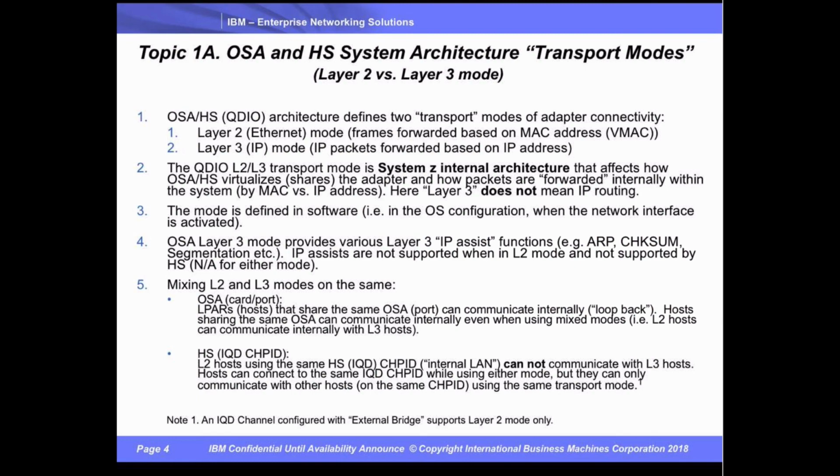Now HiperSockets is different. With HiperSockets, you can still share the same IQD chiplet, but if you are in layer 2 mode, you can only communicate with peer hosts that are using that same chiplet that are also in layer 2 mode. And it's the same for layer 3. Layer 3 can only communicate with layer 3 hosts using HiperSockets, so you can't mix them in terms of having the firmware translate the frames and forward it to the other host using a different mode. I have a figure showing that in just a moment, but these are pretty important concepts.